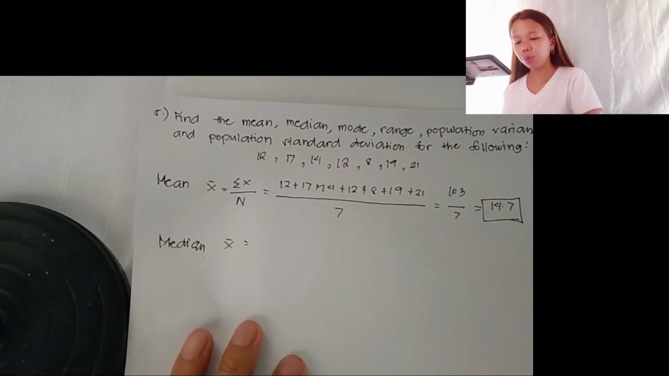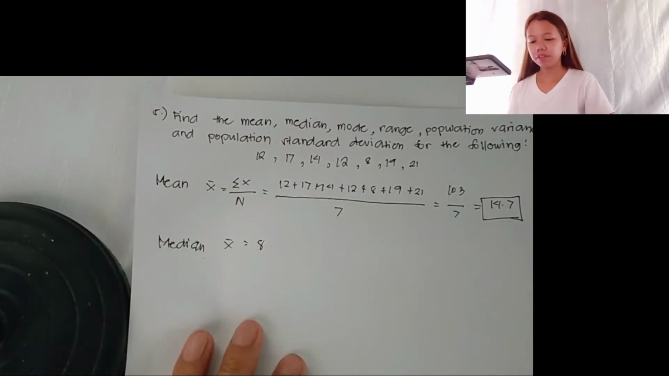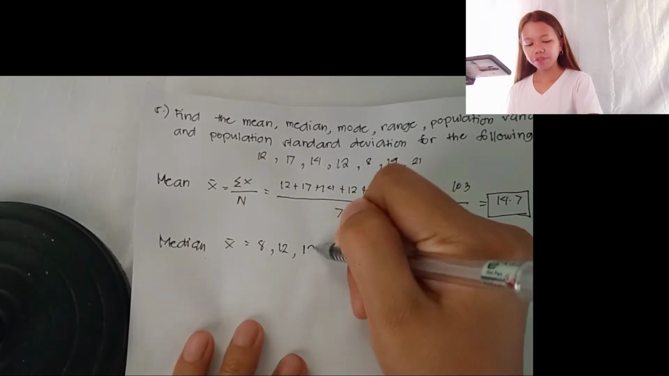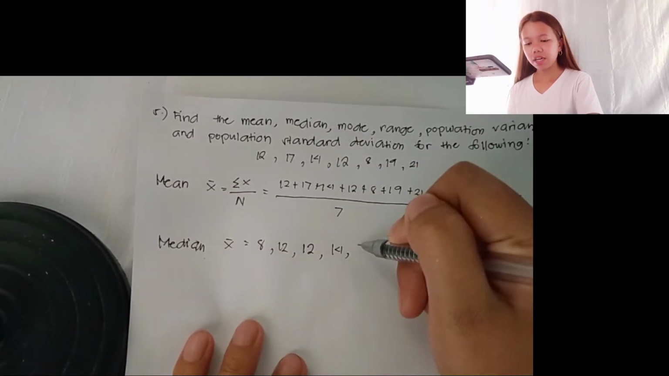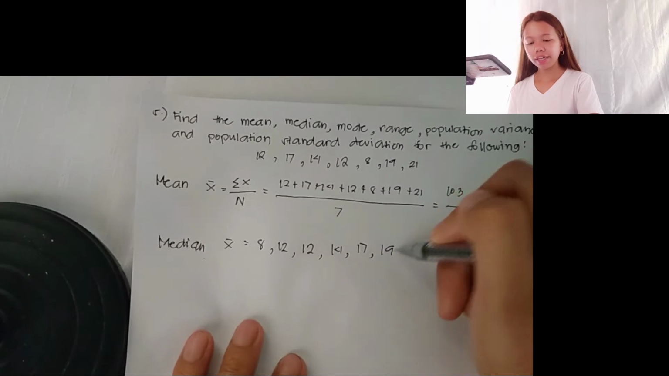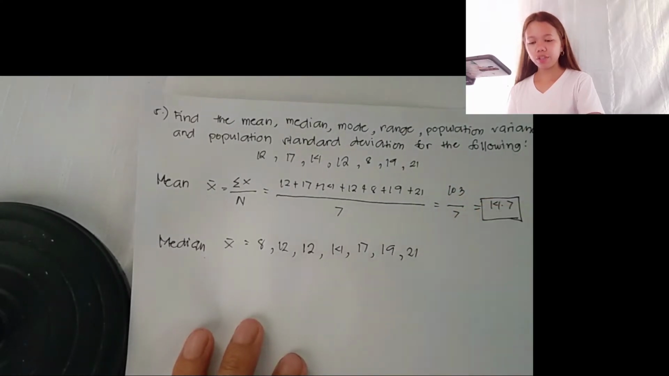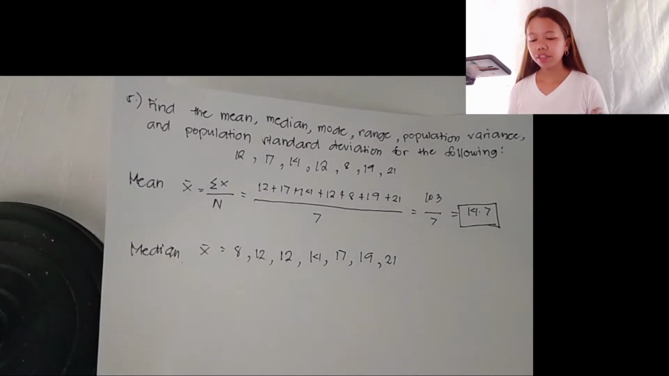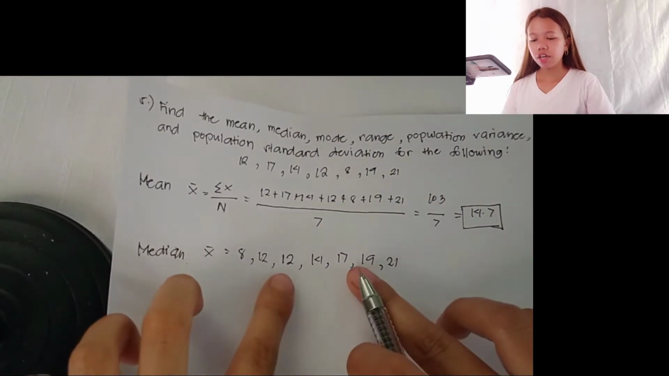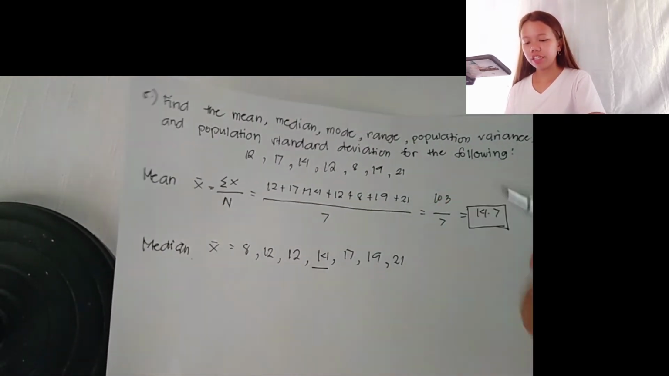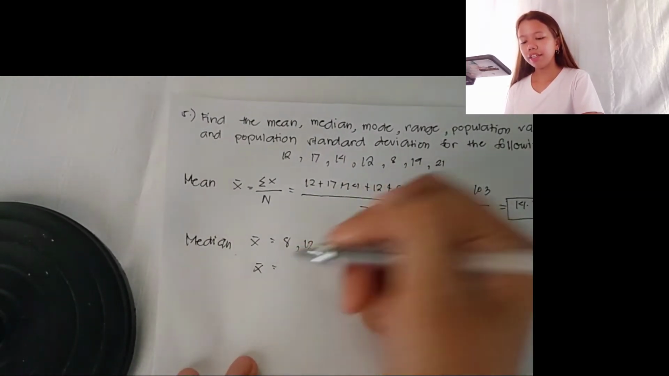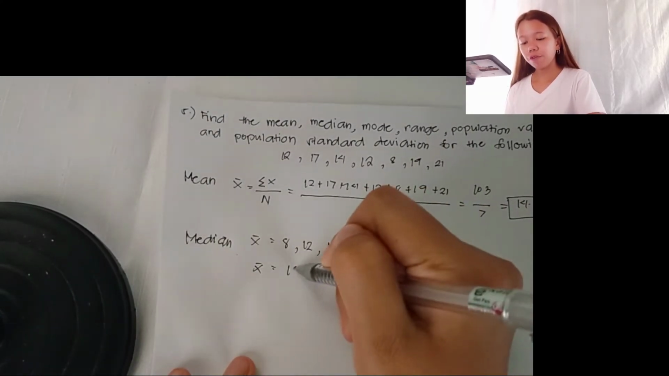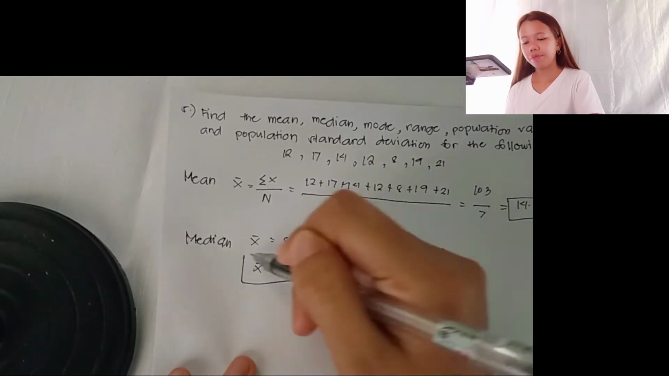So let's start with number 8, 12, 14, 17, 19, and 21. So as we can see, the midpoint, or the middle number, is the number 14. So our median for the data is 14.